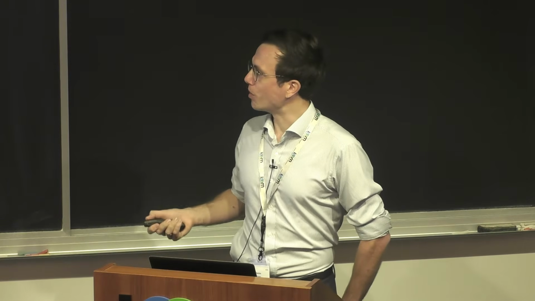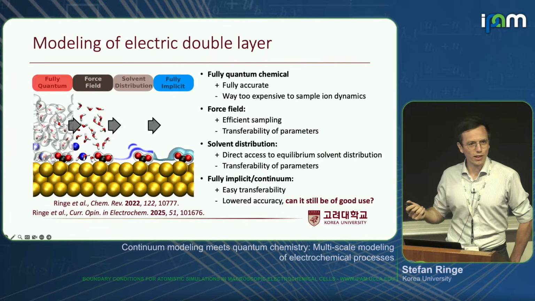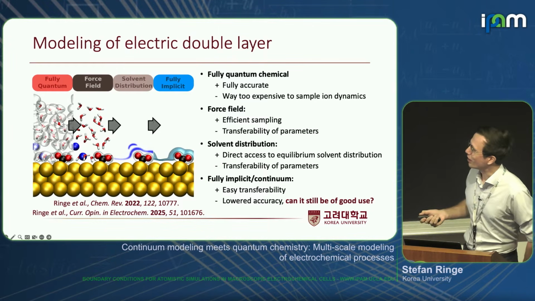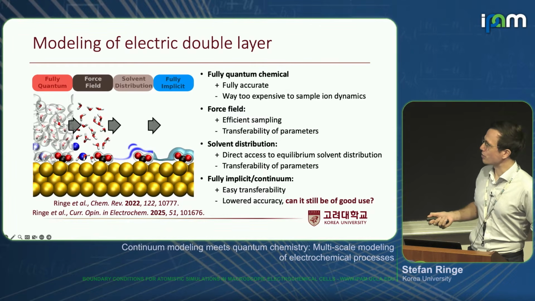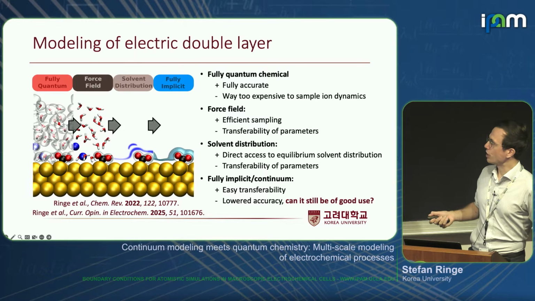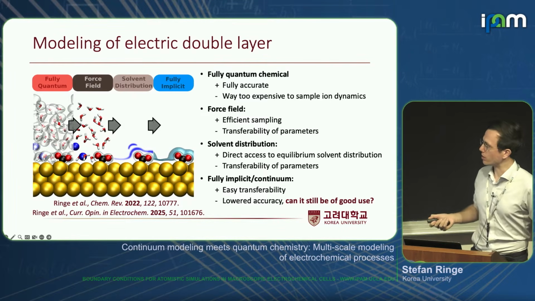And now we have the full Monty of computational methods, and during this workshop we saw all kinds of methods already, I think. I think we actually saw all of them, maybe. So we can do the AIMD level, of course, which is very accurate, but way too expensive to sample ion dynamics usually, which are on a much slower time scale.